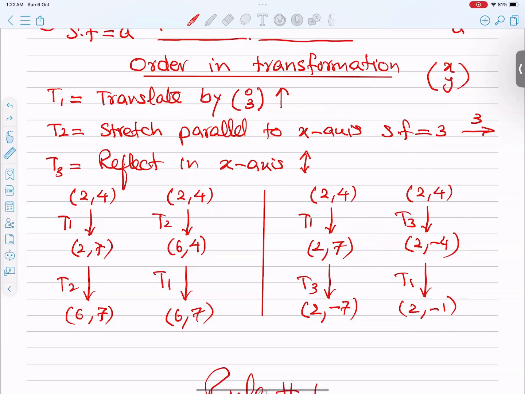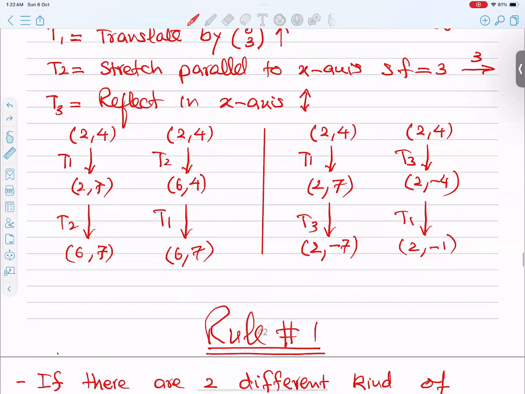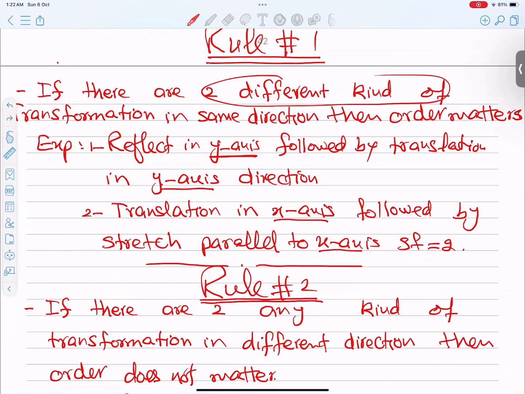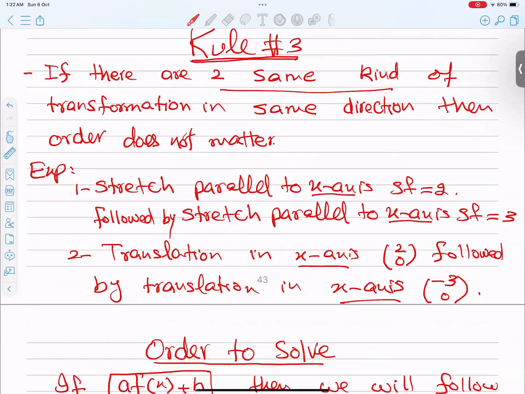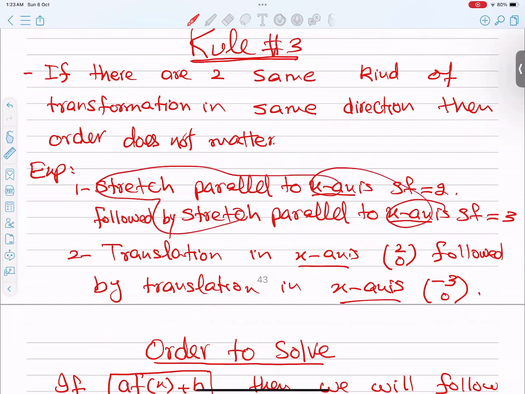So you learn one thing here because they are in the same direction. Let's go back to the definition. If we have two different kinds of transformation, make sure they are different. Different is very important. If it is a different kind of transformation in the same direction, like both in y or both in x, then order matters. Third rule, if we have two of the same kind of transformation and the same direction, then again it does not matter.